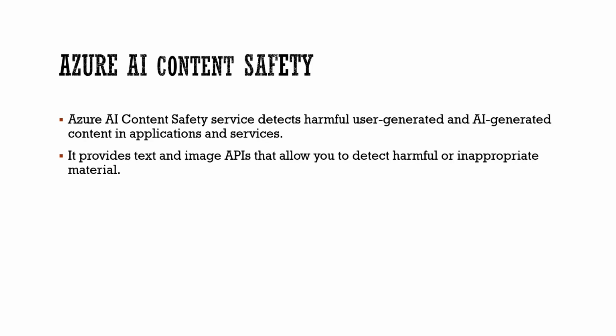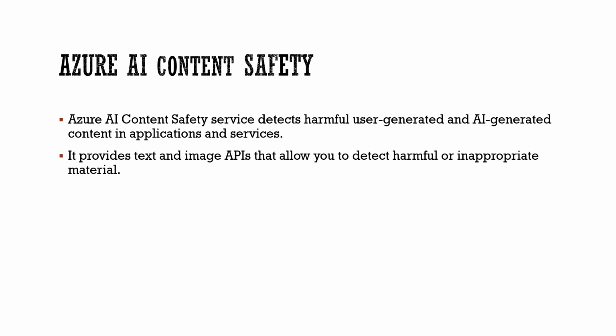And the very first topic is Azure AI Content Safety. So what is Azure AI Content Safety? AI Content Safety is a service which detects harmful user-generated content or AI-generated content in any application or service. So that is content safety.